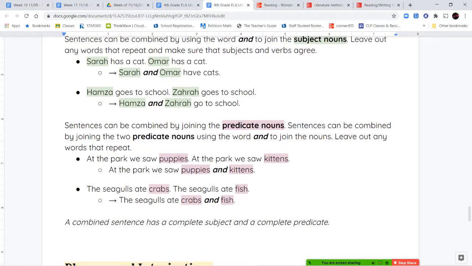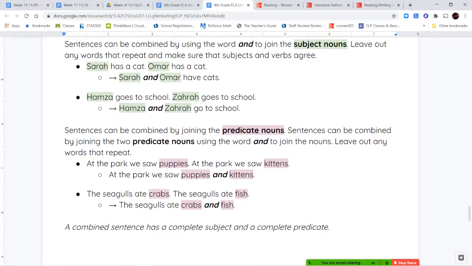So a lot of times you're going to have to change that verb to make sure it matches the sentence. Now, if we're combining the predicate nouns in a sentence, that means the first part of the sentence is the same and the noun or the thing that's going to change in our sentence is in the predicate, in the second part of the sentence.